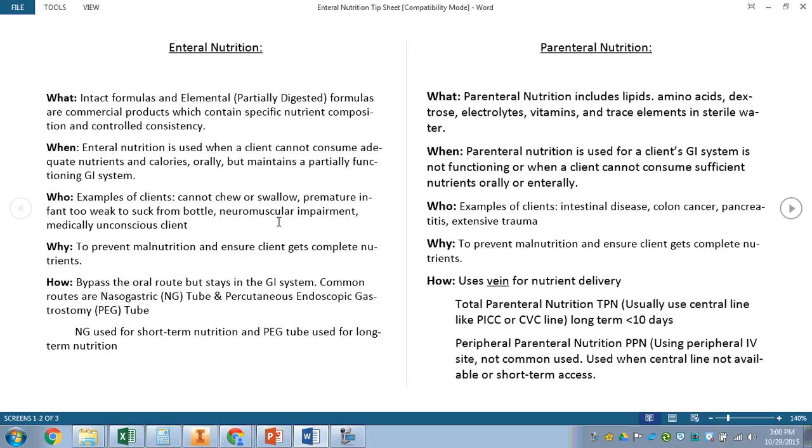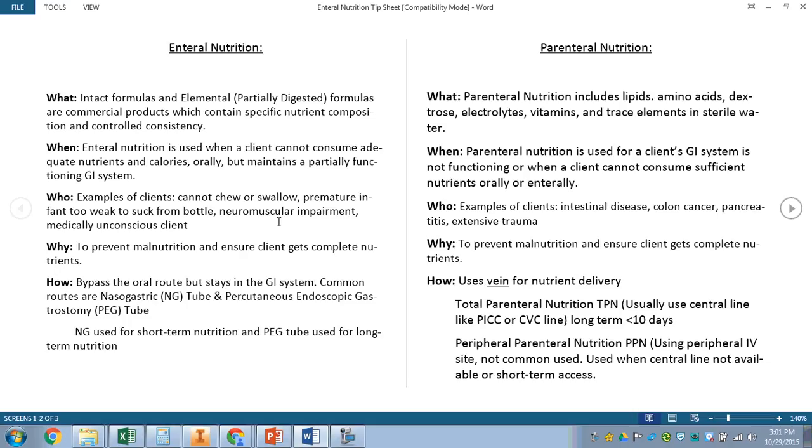So enteral nutrition was on the top of your paper. Let's look on the left, and what it is. Enteral nutrition. Remember, we're using NG tube and PEG tube. It's intact formulas and elemental formulas. They're commercial products. They contain specific nutrient composition and a controlled consistency. That's what's going in them. And we use it, some examples. Enteral nutrition is used when the client can't consume adequate nutrition and calories, but maintains a partially functioning GI system. So we are keeping it within the GI system with enteral nutrition. I really want you to have that as a take-home point.